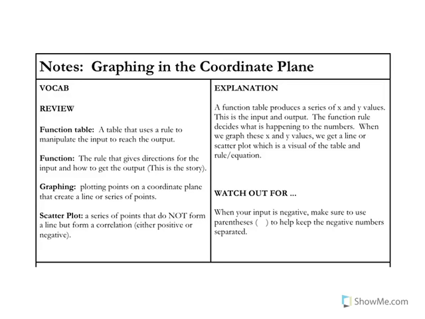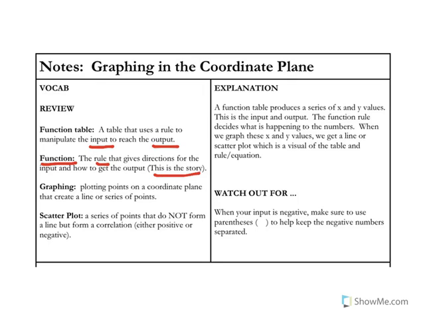So the vocabulary is all written out, and this time I'm going to underline, and you can either highlight or underline the words that I am drawing attention to. So let's start with function table, a table that uses a rule to manipulate the input and reach the output. Okay, so you are very familiar with this. This is where we plug in a number and get an answer. So the function is actually the rule. The function is the rule that gives directions for the input and how to get the output.